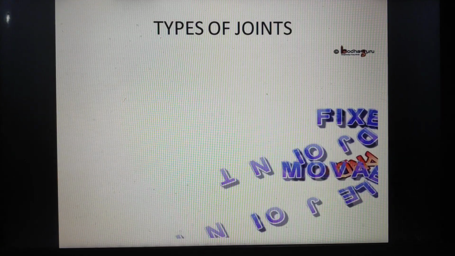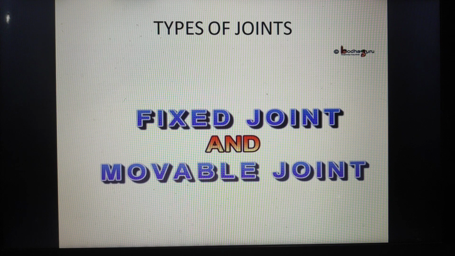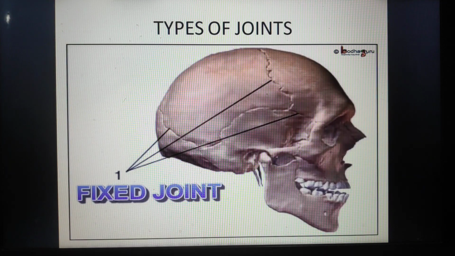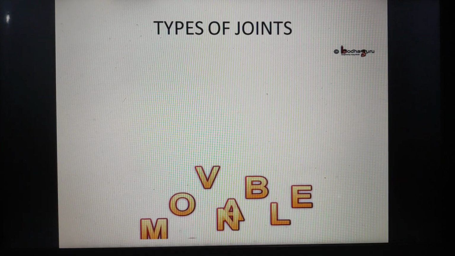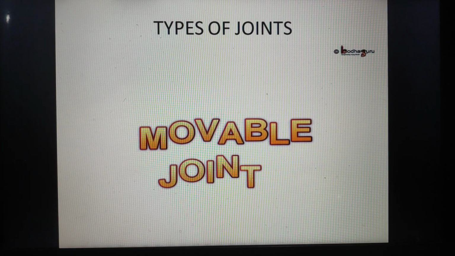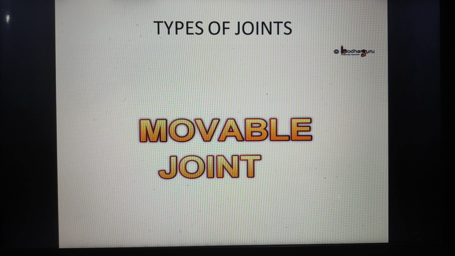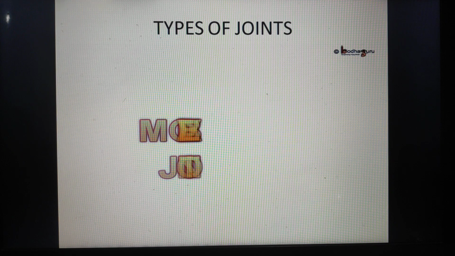There are two kinds of joints, fixed and movable joints. Fixed joints, as the name suggests, are fixed and cannot move. The skull is an immovable joint. The movable joints are the joints which can move. Not all movable joints can move in all directions. Let us now see the various movable joints.